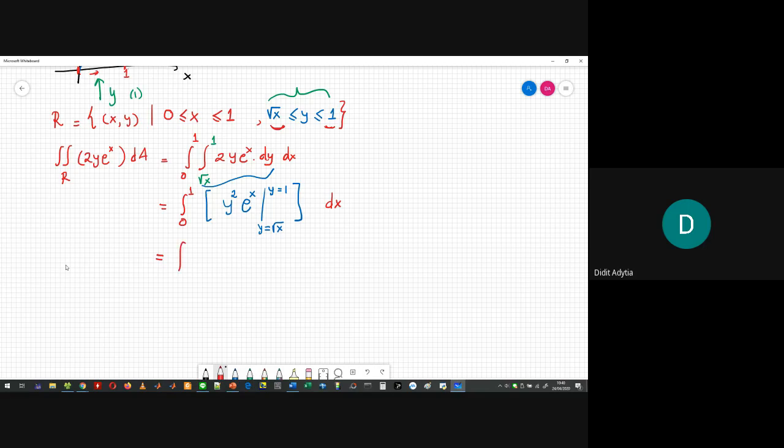Okay. And then this one is dx. Dx we keep it first, and then the blue one, I will solve the blue one. Okay. Y squared, and then this is 1 kuadrat ya. 1 squared is 1, and then I just put e^x. Okay. And then the rest is this square root of x. So dikurang, okay.